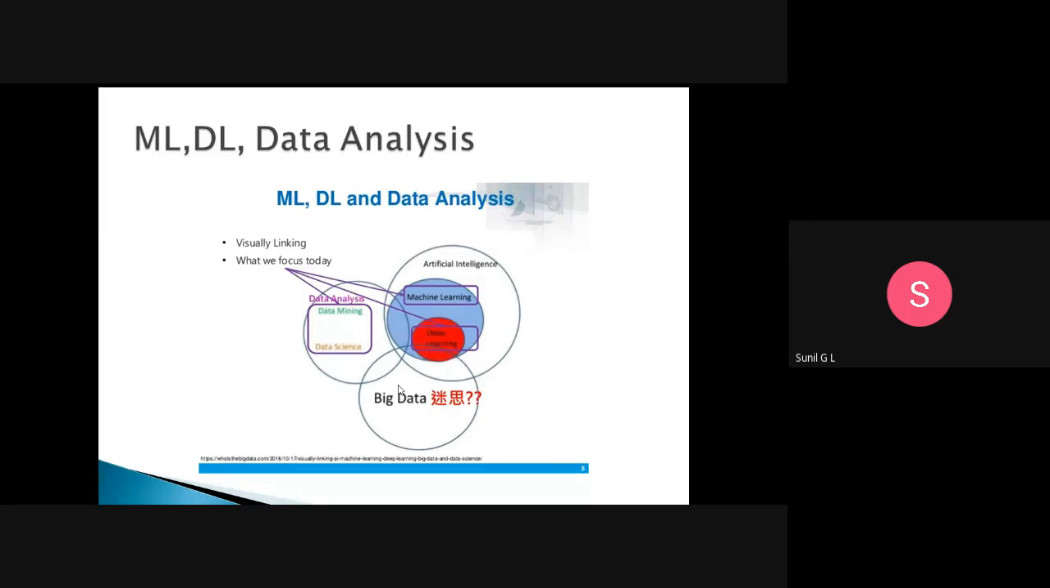Big data contains structured, unstructured and semi-structured data, and it contains a huge volume of data. We will apply these techniques, artificial intelligence, machine learning, deep learning, on big data, and we will analyze the data using data mining concepts and data science. So we are focusing on that today, and we will visualize all those things.